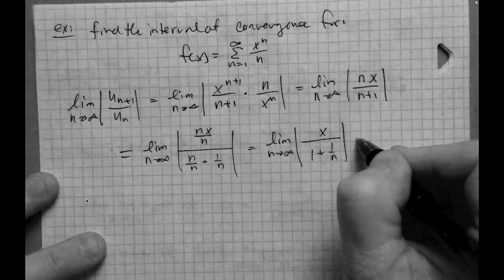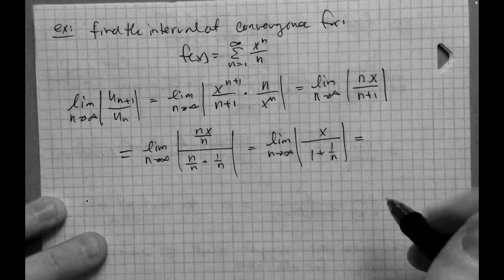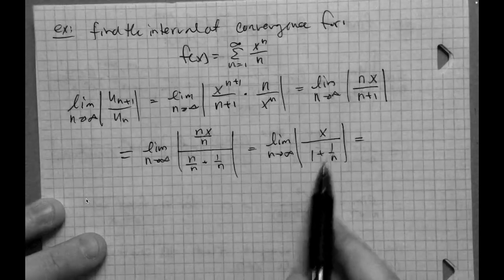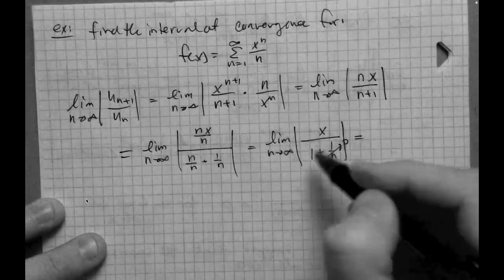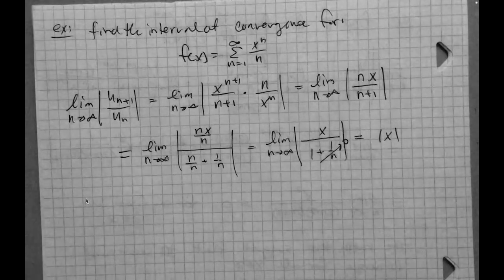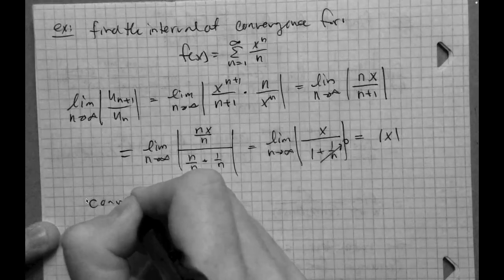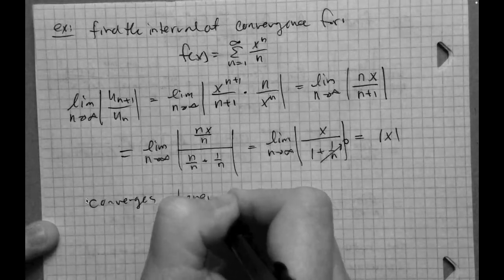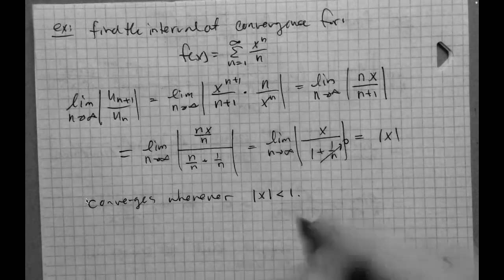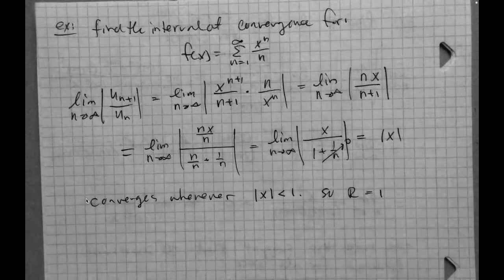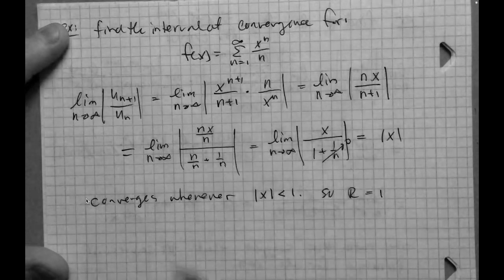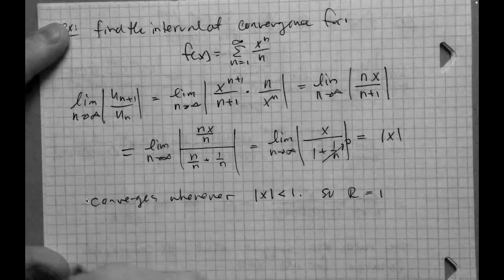Right? And so that means this is going to be equal to basically just, well, this piece down here will go to 0. This is 1, and that's x, and so we're stuck with just the absolute value of x. Right, so that tells us that this converges whenever the absolute value of x is less than 1. So R is equal to 1. The interval that we're interested in here, centered at 0, is -1 to +1.